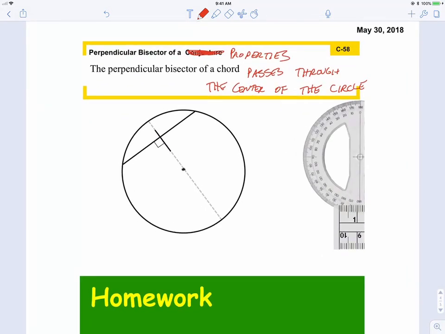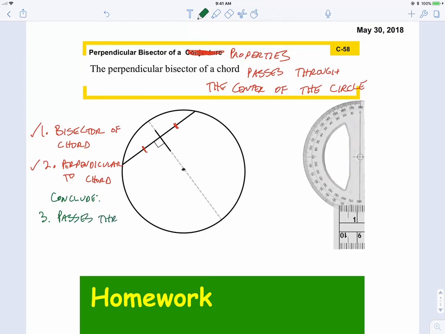So again, there's two conditions to be met, right? Number one, it's the bisector of the chord. That would be that those two are congruent. That condition is met. Condition 2 is met. That means that it's perpendicular to the chord. And then you can conclude the third one that says it must pass through the center if those two are met. Again, you can see that it passes through the center.